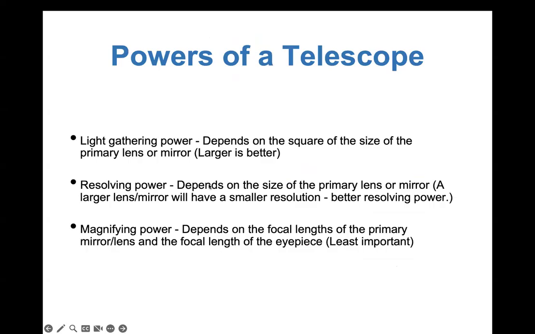The resolving power depends on the size of the primary lens or mirror. All right. And notice that it doesn't depend on the square of the size, but just on the size itself. And this tells us that a larger lens or mirror will have a smaller resolution, which means better resolving power. Smaller resolution means that the thing that you can resolve is smaller. So when we talk about smaller resolution, it means that you've taken your minimum size that you can resolve and made that minimum smaller, which is what you want. So you can see smaller and smaller things.